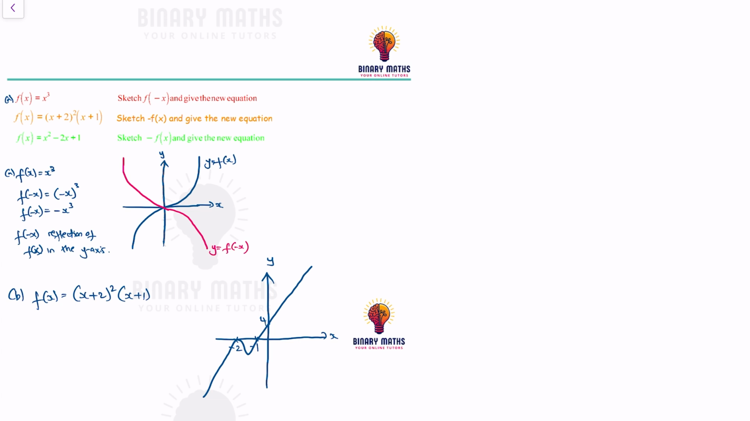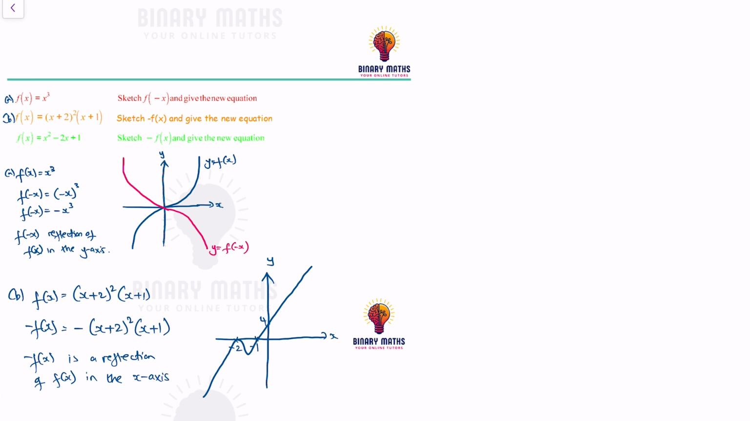Okay, we try to sketch minus f of x. So this is b we're doing. Minus f of x, and give the new equation, is just going to be minus (x plus 2) all squared times (x plus 1). And minus f of x is a reflection of f of x. Because the y value is changing, it means it's a reflection of f of x in the x-axis.